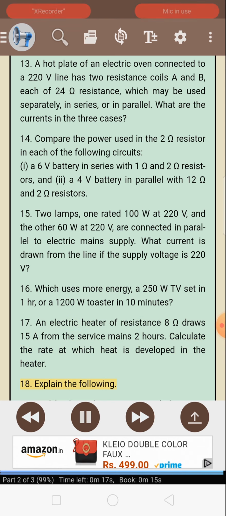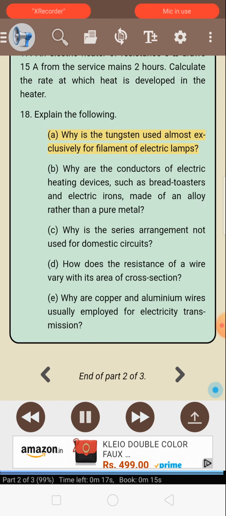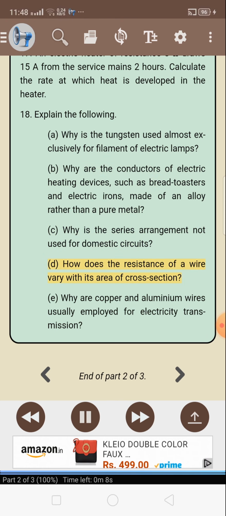18. Explain the following. A, why is tungsten used almost exclusively for filament of electric lamps? B, why are the conductors of electric heating devices, such as bread toasters and electric irons, made of an alloy rather than a pure metal? C, why is the series arrangement not used for domestic circuits? D, how does the resistance of a wire vary with its area of cross-section? E, why are copper and aluminium wires usually employed for electricity transmission?